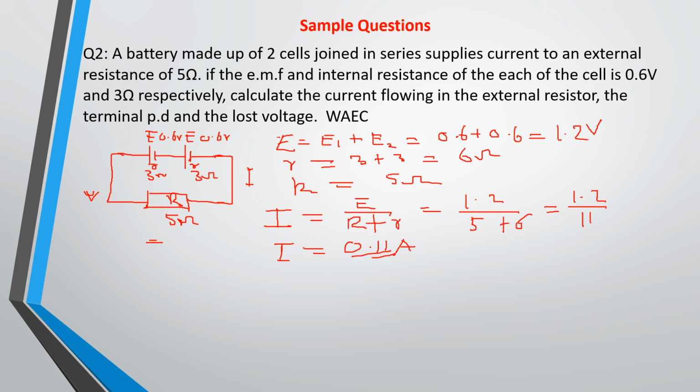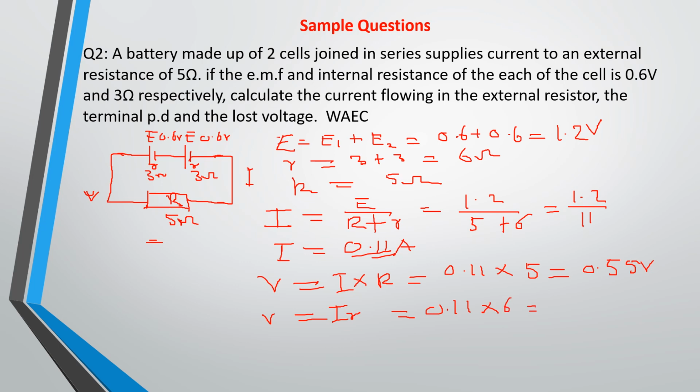Now you are asked to find terminal PD. Well, we said that terminal PD is the PD across the external resistor. So terminal PD is equal to current times the resistance of the external resistor, which is 0.11 multiplied by 5. When you work that out, you have 0.55 volts. Loss volts, as we have said, is equal to the PD across the internal resistance. So that will be 0.11 times 6, and that gives us 0.66 volts.